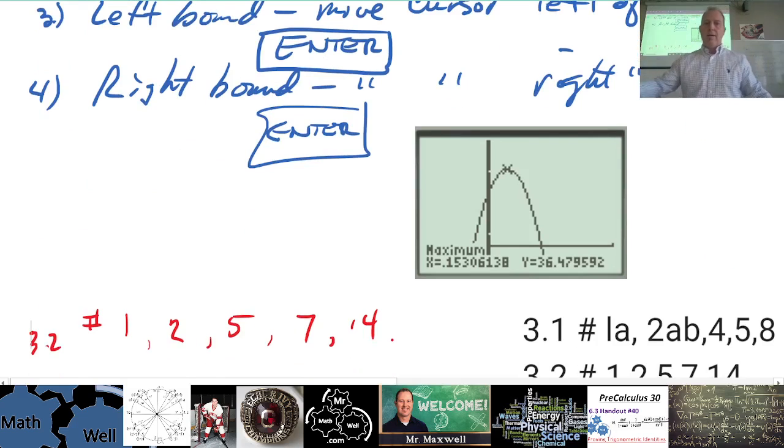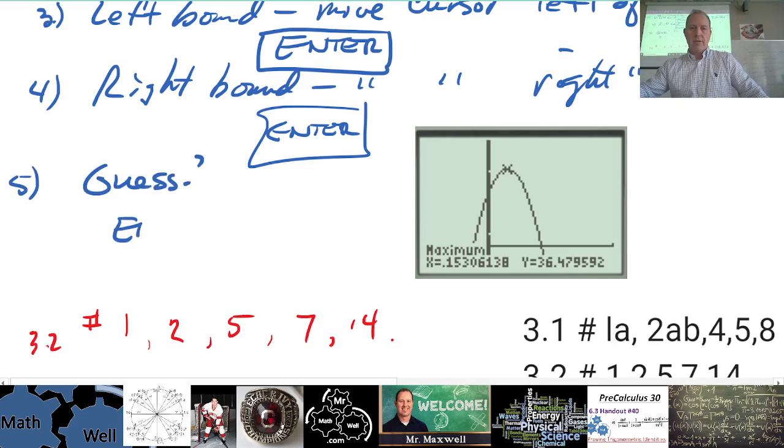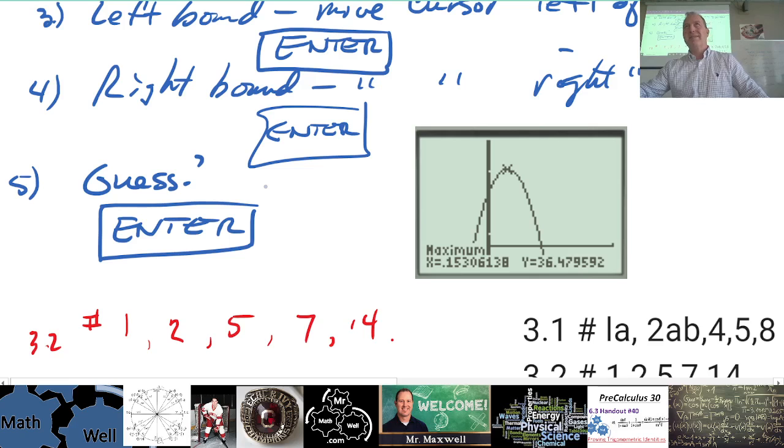So finally, after the right bound, it'll say guess. So you hit enter again, just to tell it yes, please guess. It's a pretty accurate guess. So the vertex can be found by finding the maximum.